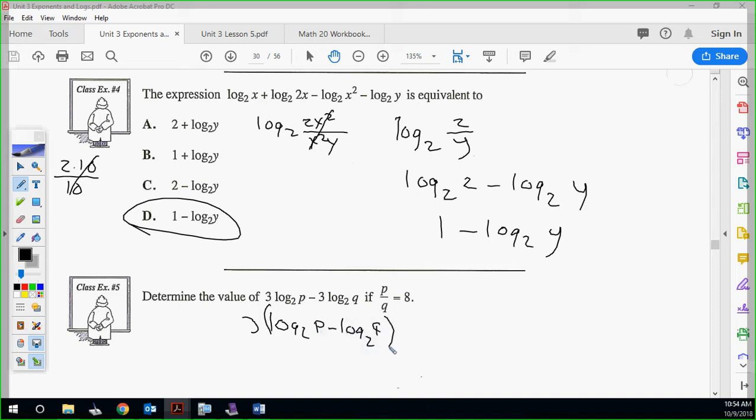Now, in my brackets here, I have a nice smooth log base 2 of p minus log base 2 of q. I can make that one logarithm. Okay? So now I'll come over here. It's going to be 3 log p over q, and that's base 2. And then we know that p over q is 8, and so now we can finish.